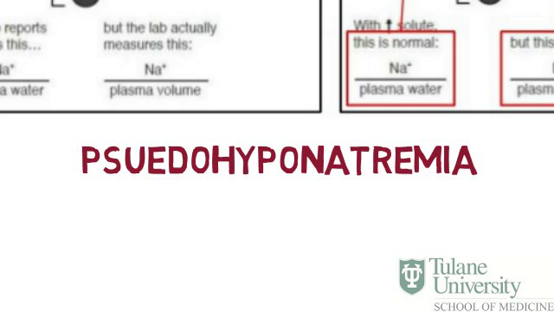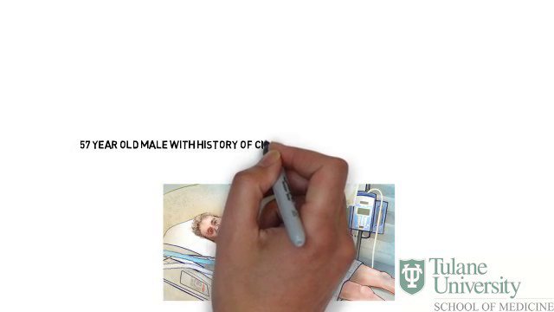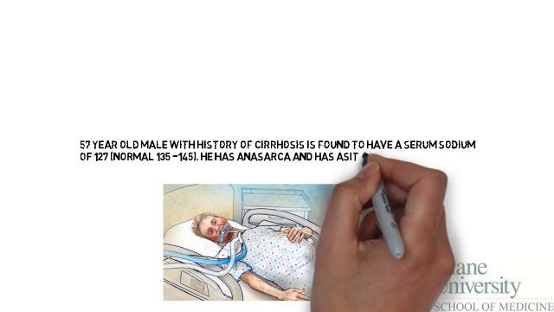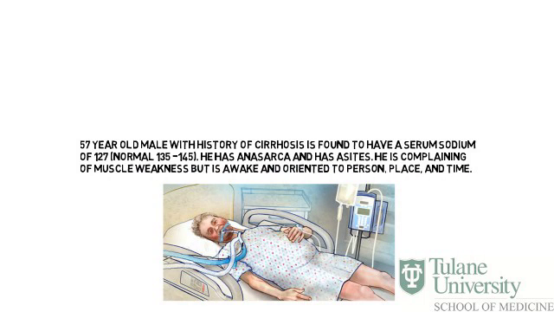Now let's move on to a clinical question. We have a 57-year-old male with a history of cirrhosis who is found to have a serum sodium of 127, with the normal being 135 to 145. He has anasarca and has ascites. He is complaining of muscle weakness but is awake and oriented to person, place, and time.